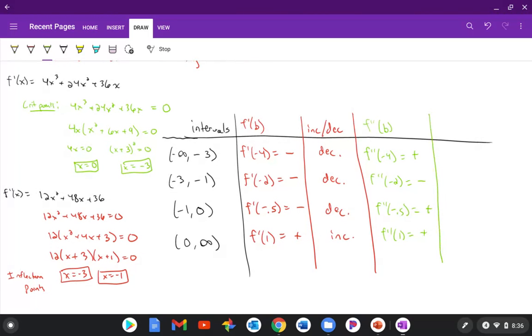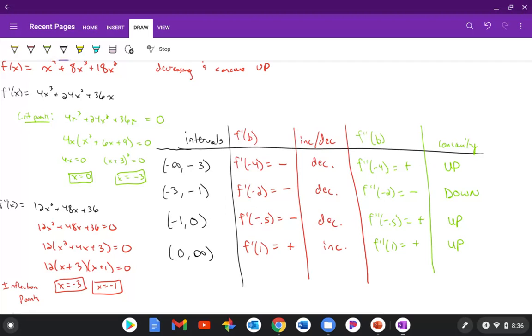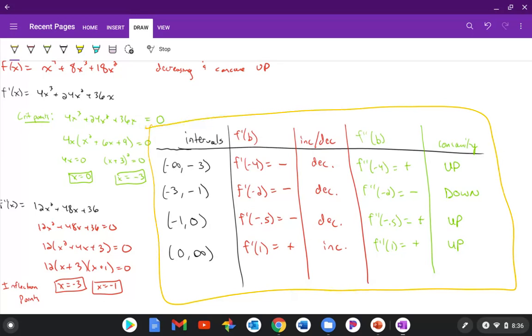So then lastly, we can go ahead and write the concavity, whether it's concave up or down. So the first one was a positive, so that means concave up. Negative is down, positive is up, positive is up. All right, so this is a good table that you should know how to make. This table can prove pretty much anything that you need to tell us about the polynomial function.